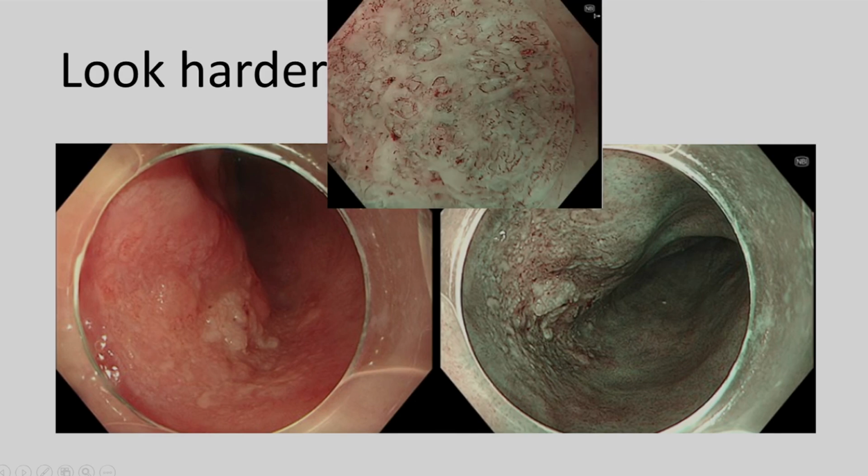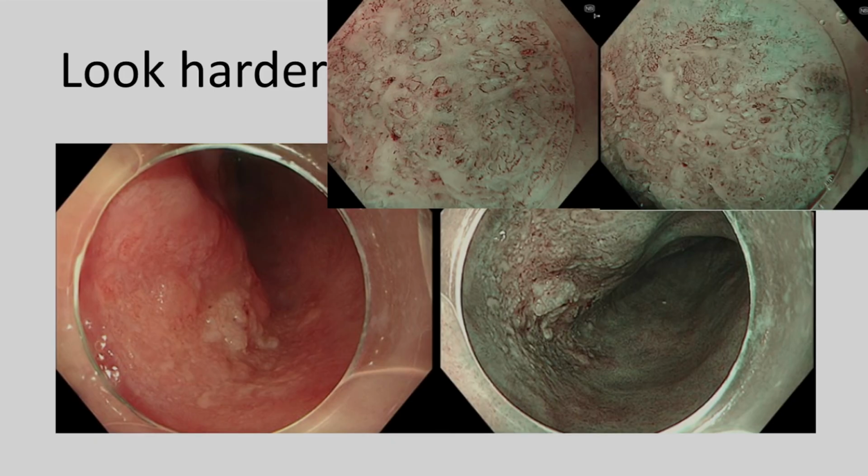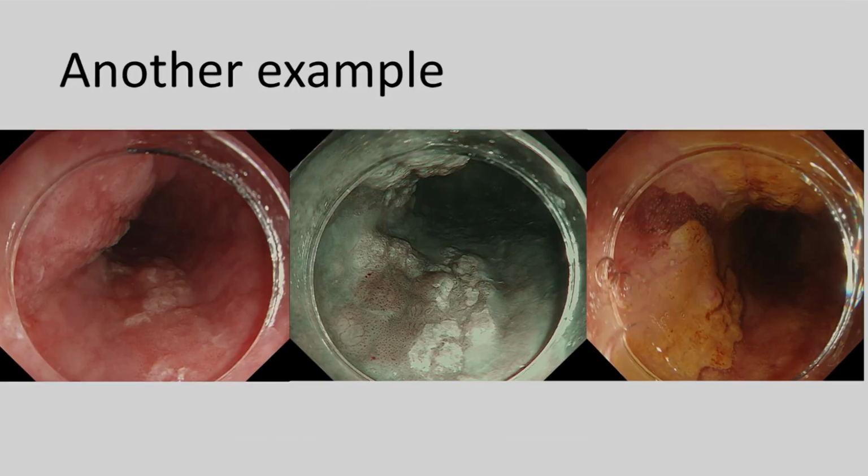Now look at that. There is complete denudation, there are avascular areas, and there is elongation of the pits. Another area, again, B3 type of pits. Now, that is the one which you should not be taking out.